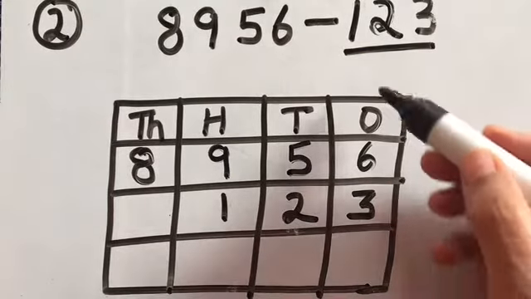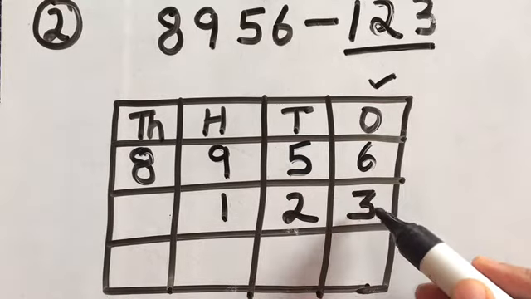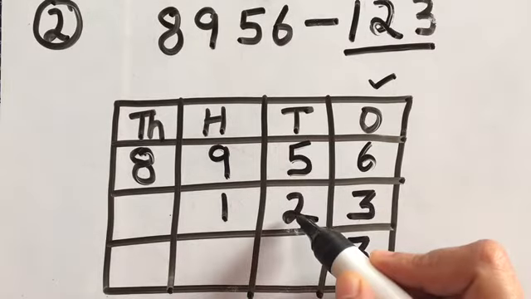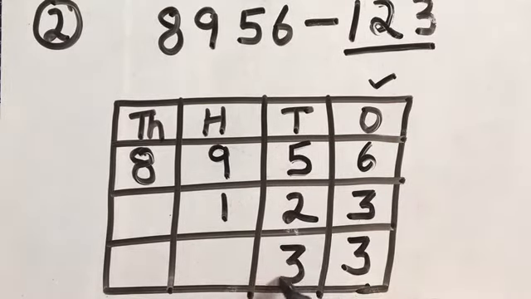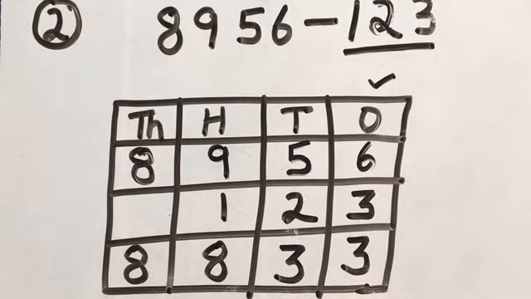Now we are going to start from the ones place only. 6 minus 3 is 3. 5 minus 2 is 3. 9 minus 1 is 8. And there is no digit, so it will remain same, 8. So this was subtraction without regrouping.